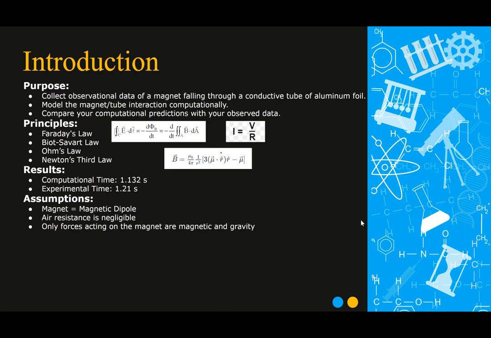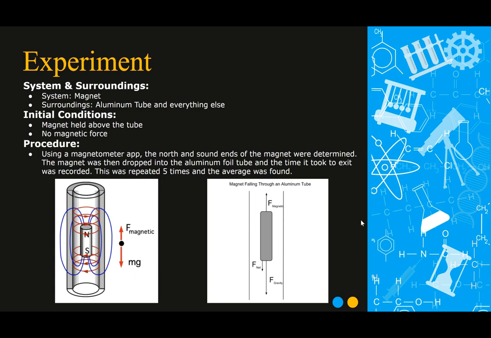The main assumptions made were that the magnet is a magnetic dipole, air resistance is negligible, and the only forces acting on the magnet are the magnetic force and gravity. So for this experiment, the system is the magnet, the surroundings are the aluminum tube and everything else. The initial conditions are that the magnet is held above the tube and that there is no magnetic force before the magnet is dropped into the tube.